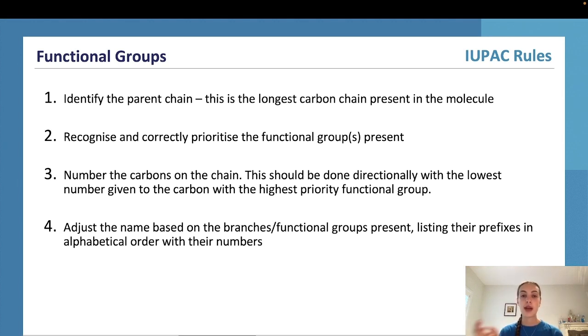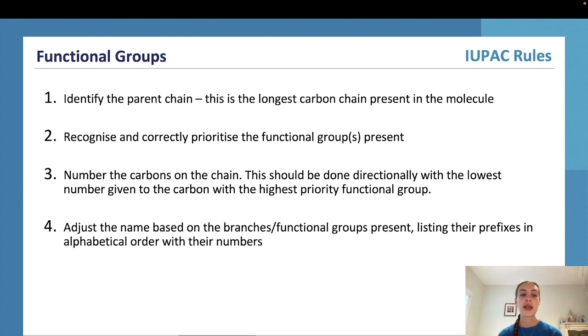We'd have to count from right to left. If our highest priority functional group was on the left-hand side, we'd have to count from left to right because we want to number our functional group so that it's at the lowest possible number. But if we have functional groups on opposite ends of the molecule, we need to determine which one's the highest priority, and hence the one with the highest priority will be the one which will be named with the lowest number.